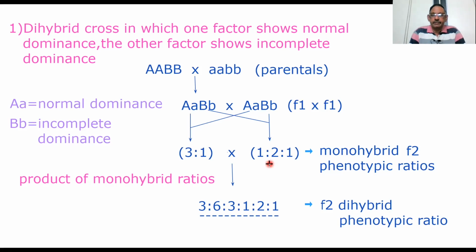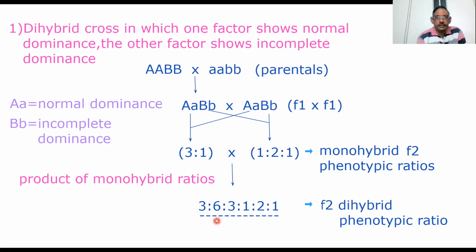The dihybrid F2 phenotypic ratio is, after all, a product of the monohybrid phenotypic ratios for factor A and for factor B. This into this. The product of monohybrid ratios is 3:6:3:1:2:1. This 3 into this, we get 3:6:3, and this 1 into this ratio 1:2:1.